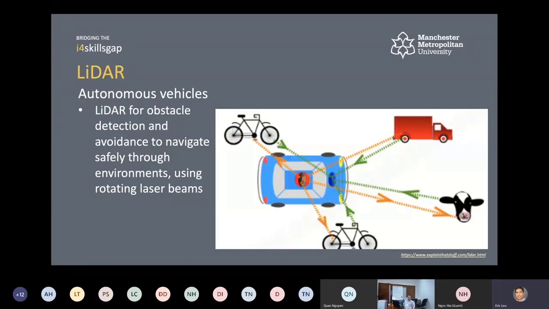Autonomous vehicles work on both sides. You need the LiDAR for the information, as well as the GPS, so that it can know the direction of where to go.